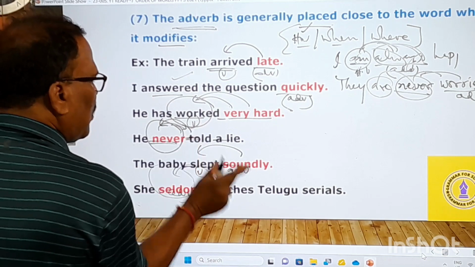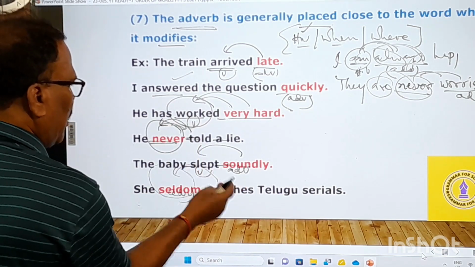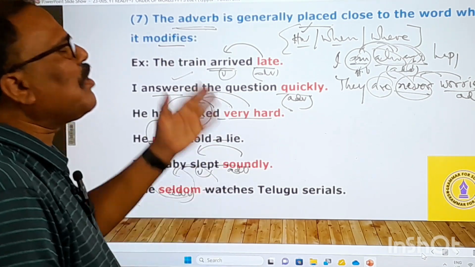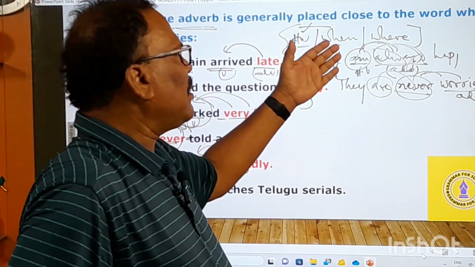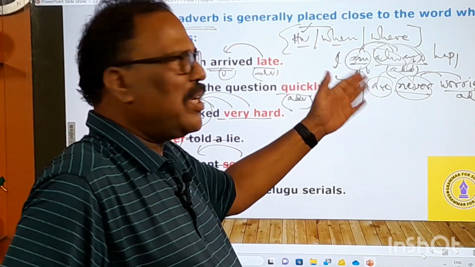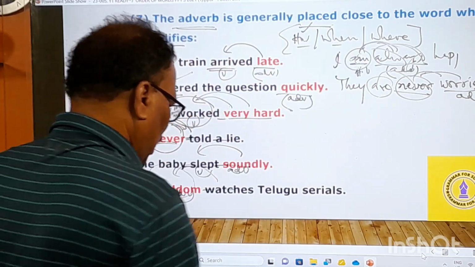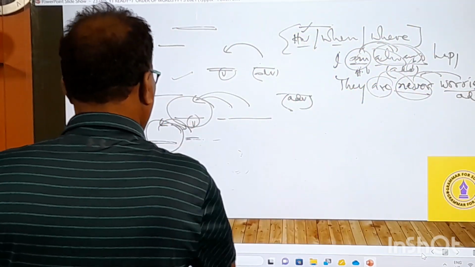In the simple past and the simple present, certain adverbs are placed immediately before the verb, but in all other sentences very close to the word which they modify. And in sentences containing helping verbs, immediately beside the helping verbs. So these three things you have learnt in this slide, and now let's go to the next rule.